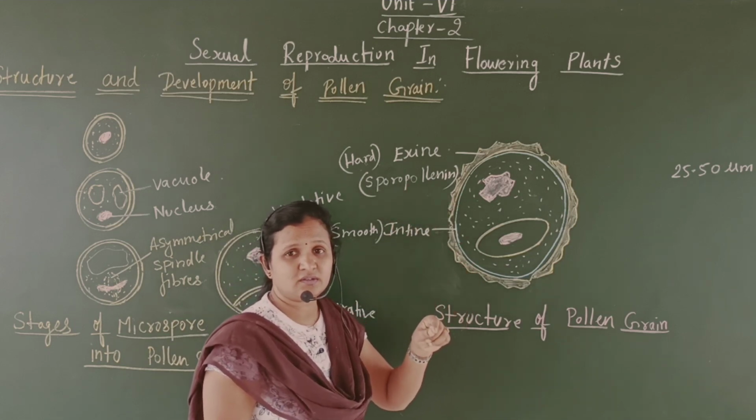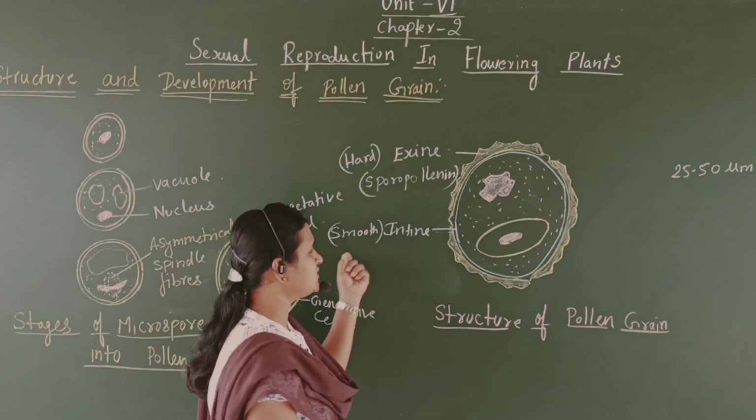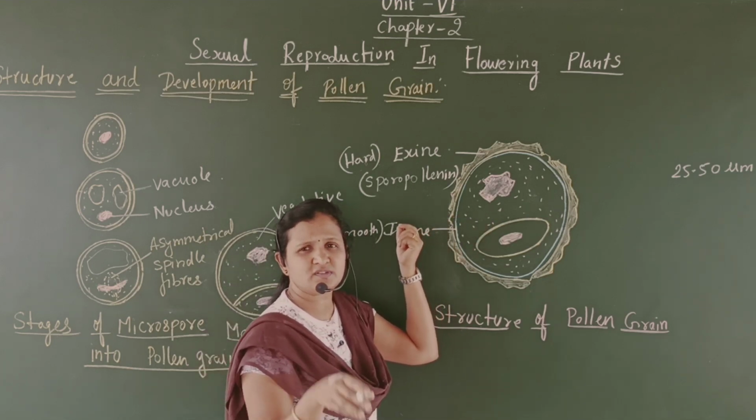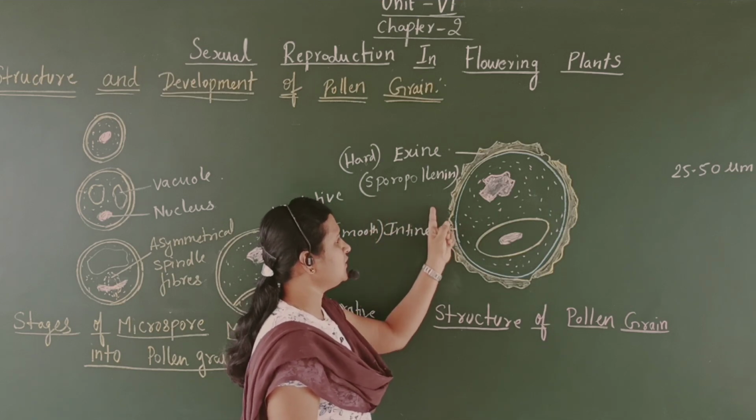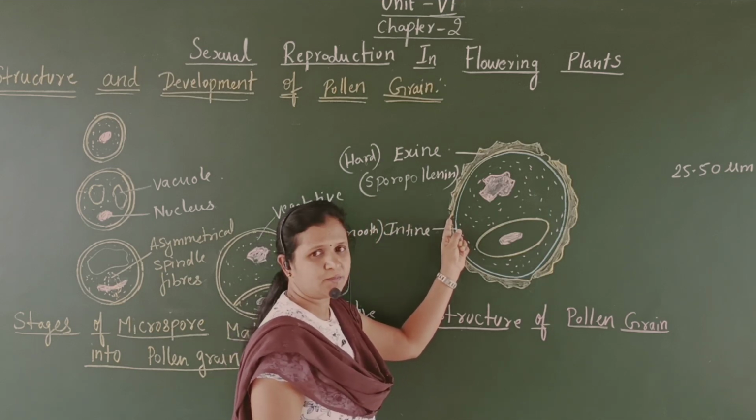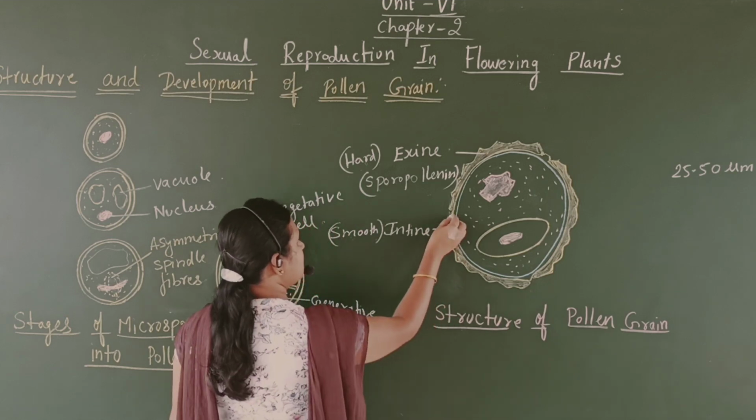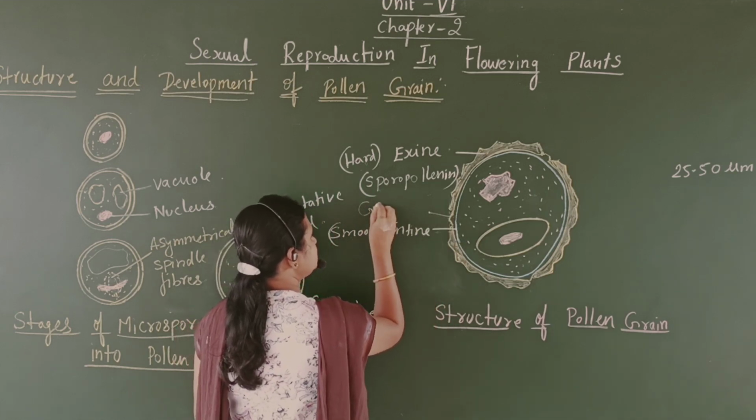So if anything has to move inside or outside the pollen grain, there should be some opening. In some regions, the sporopollenin will be absent, and that point is called the germ pore.